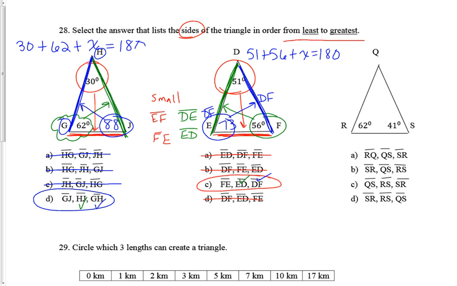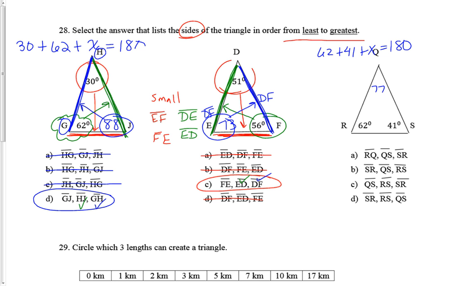Moving on to the last part of question 28. We have another triangle missing an angle. So I know that 62 plus 41 plus x has to be equal to 180. So I take my 180, I subtract out 62, I subtract out 41. That leaves me with the missing angle is 77 degrees.